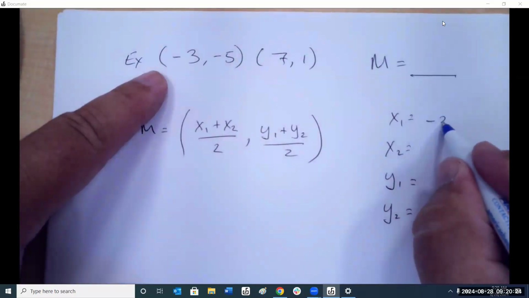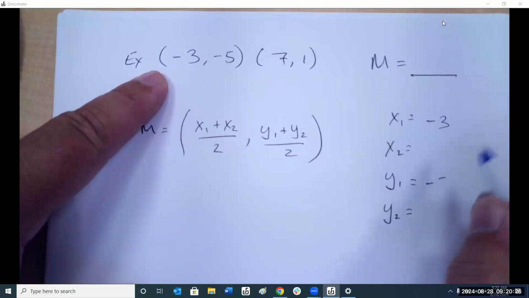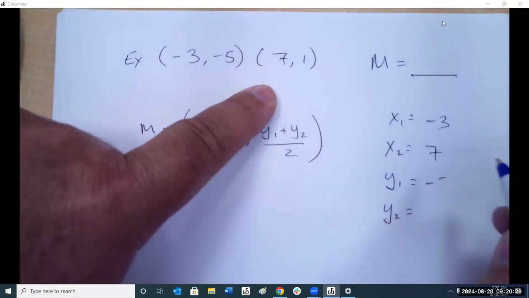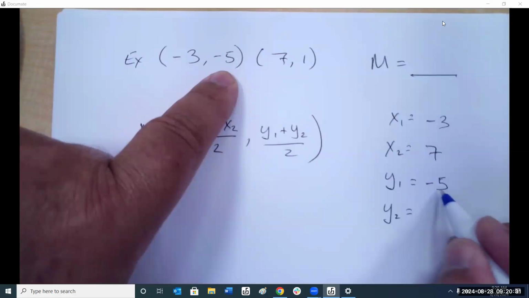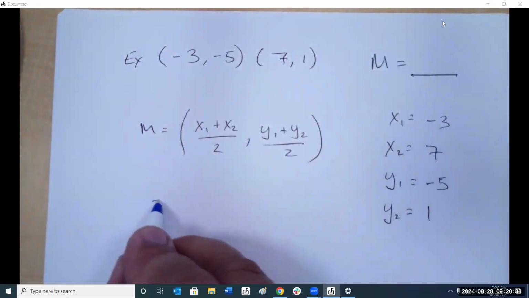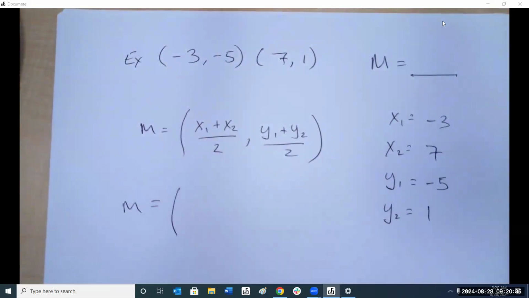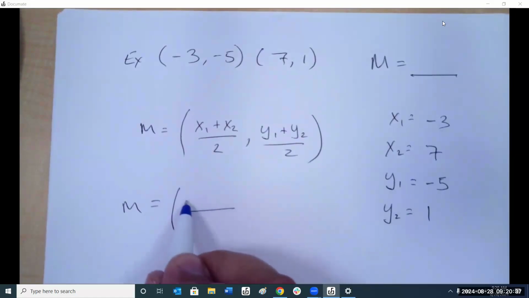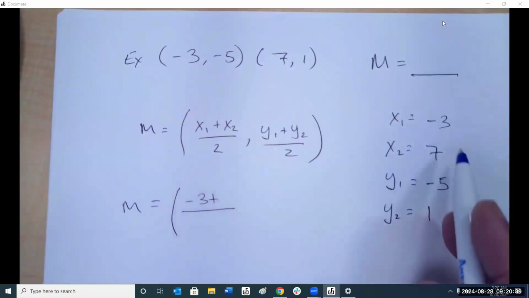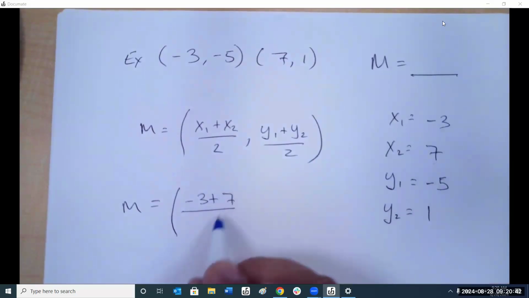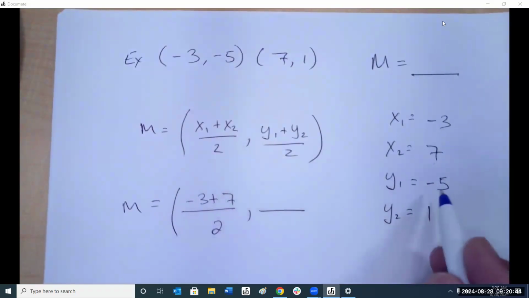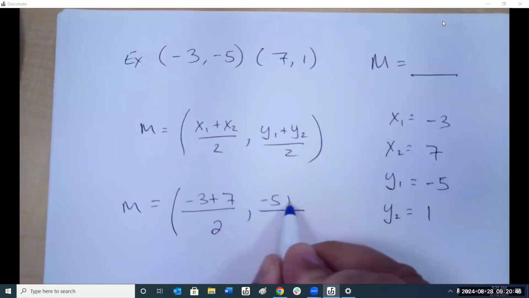We have -3, 7 and -5, 1. We have -3 plus 7, and -5 plus 1.